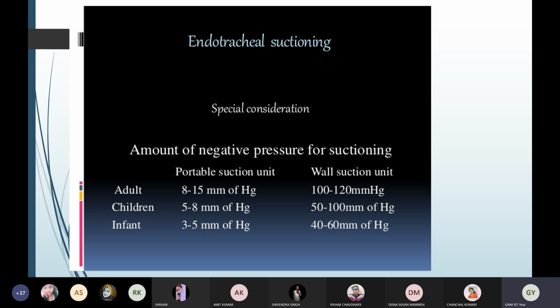So this is the rate of pressure in adults, children and infants. There are 2 columns, one is the portable suction unit and the other is the wall suction unit. If we are using the mechanical suction machine, then this is the negative pressure we have to give, and if you are using a wall suction unit, meaning the one connected to the hospital wall, then these are the negative pressures.